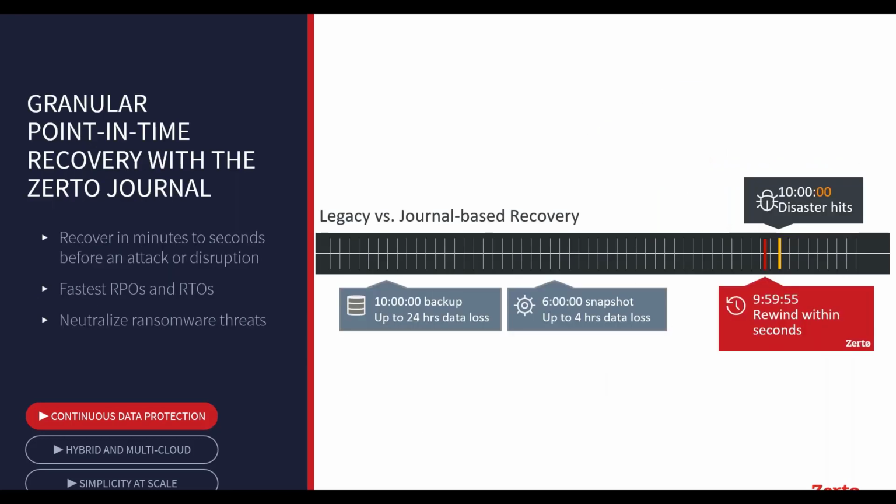Another is our recovery journal. Our recovery journal creates recovery checkpoints every 5 seconds. So it allows you to recover within minutes to just seconds before an attack. So by an attack, I mean some sort of disaster that occurs. With that, we're able to provide the fastest recovery point objectives and recovery time objectives on the market at scale. And it also gives us our ability to neutralize ransomware threats.